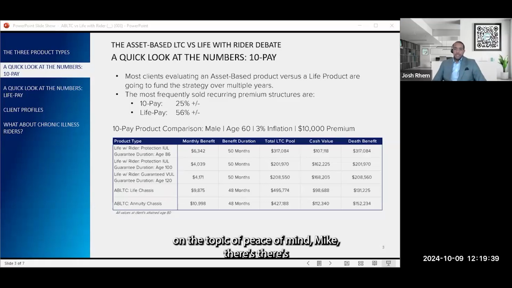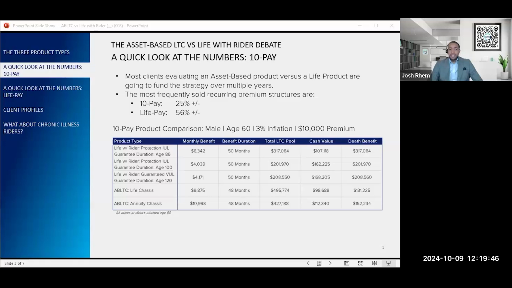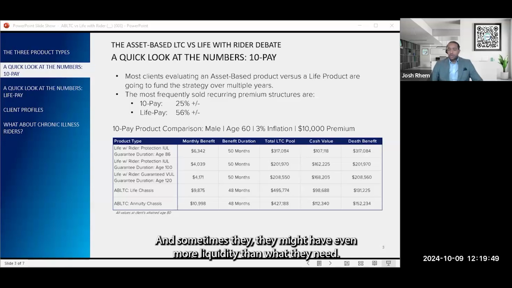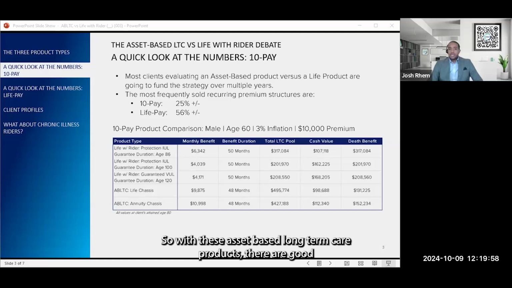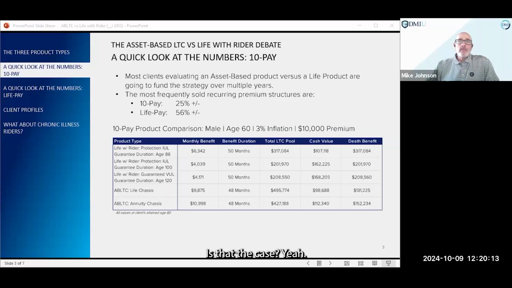And on the topic of peace of mind, Mike, there's always a good amount of liquidity that our advisors and agents hold, and sometimes they might have even more liquidity than what they need. But just having access to their money is always something that makes them feel safe and secure. So with these asset-based long-term care products, there are good liquidity features built into them that we could present as though we're just repositioning an asset instead of giving up an asset. Is that the case? Yeah, absolutely.